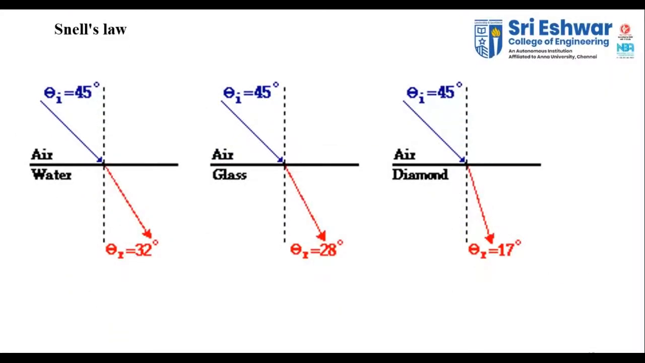So this is the case for reflection and refraction. In reflection, the basic condition is theta I equals theta R: the angle of incidence is equal to the angle of reflection. But in refraction, the angle of incidence is the same, 45 in the first, second and third examples, but depending upon the medium, the angle of refraction changes. For water it is 32, glass 28 and diamond 17. So please try to understand refraction.